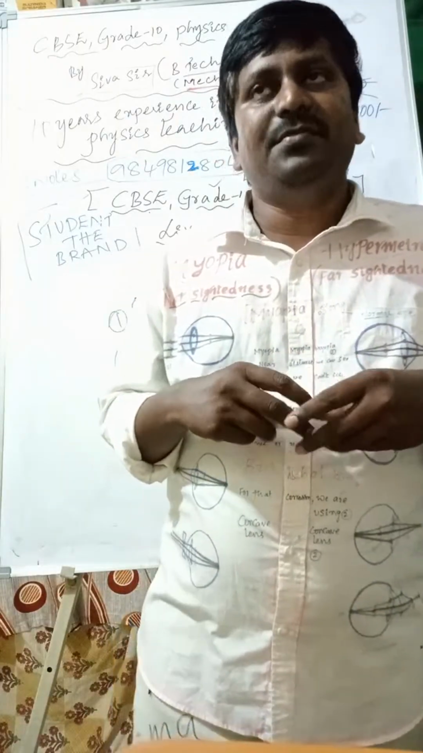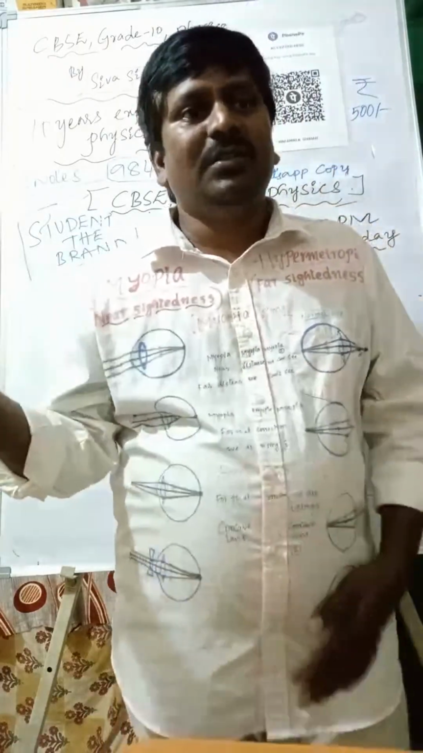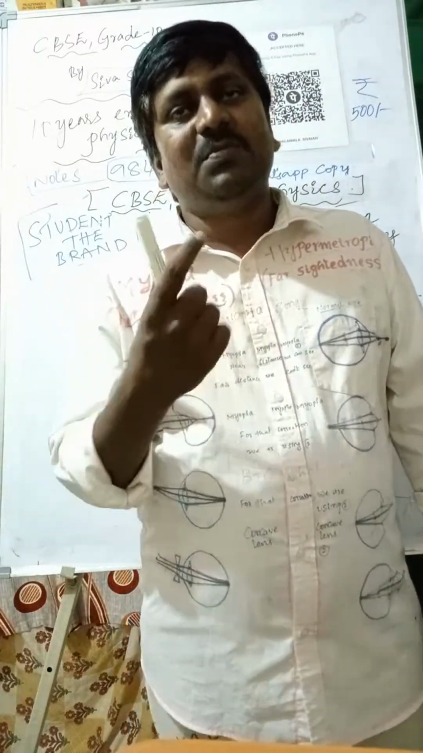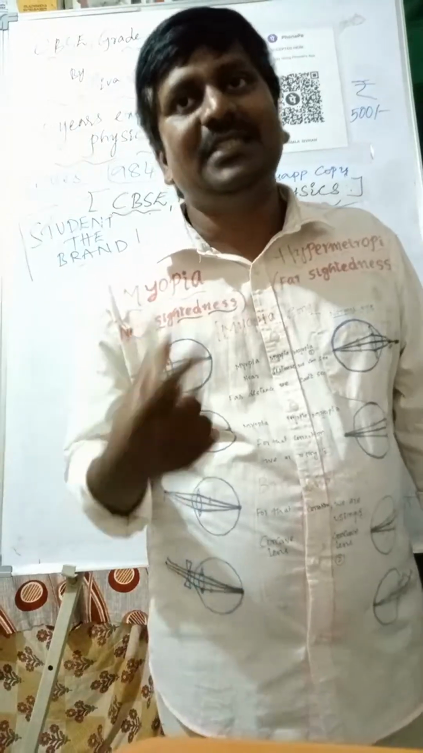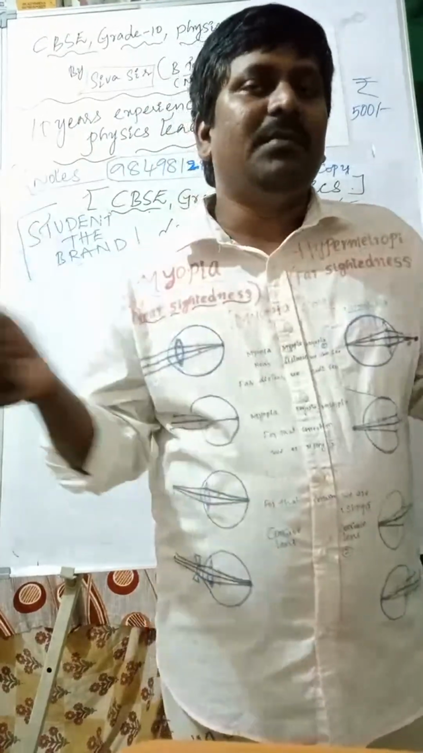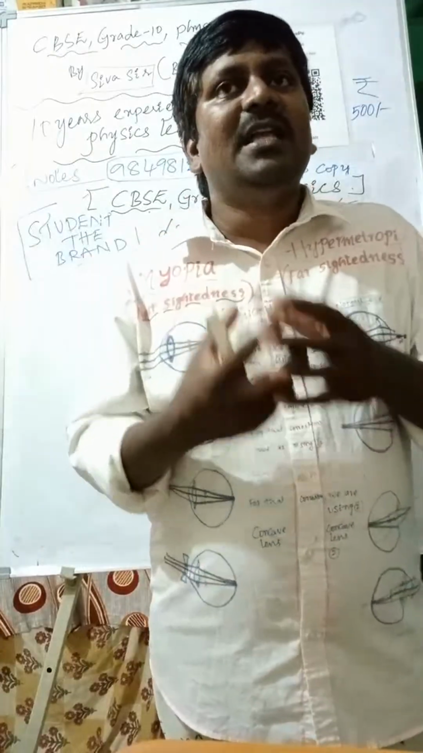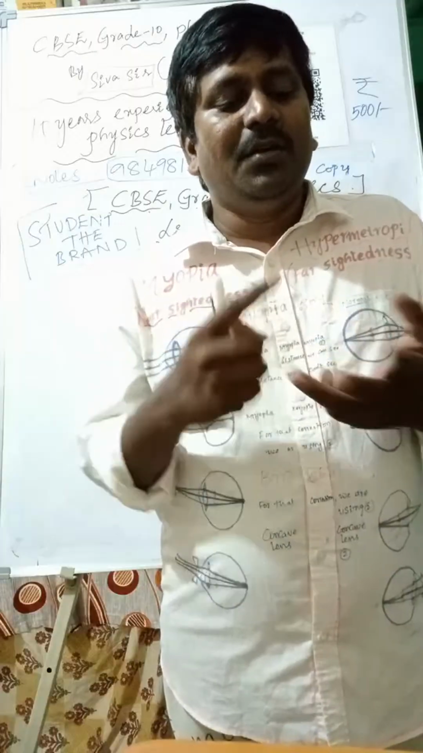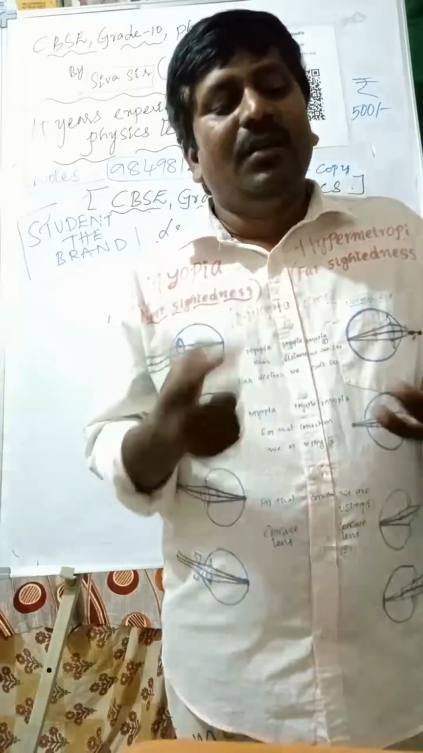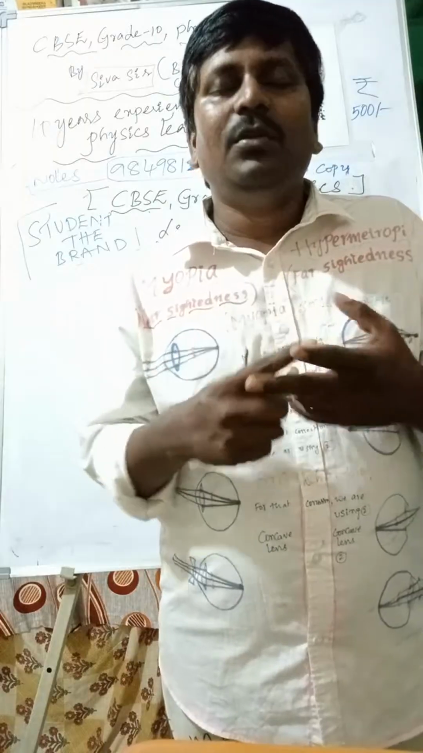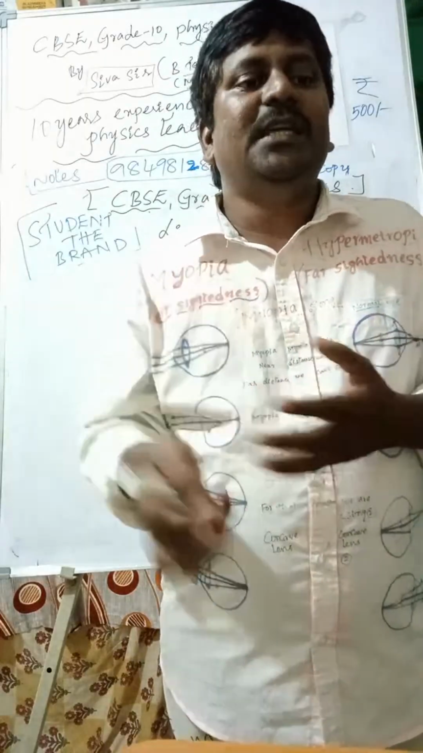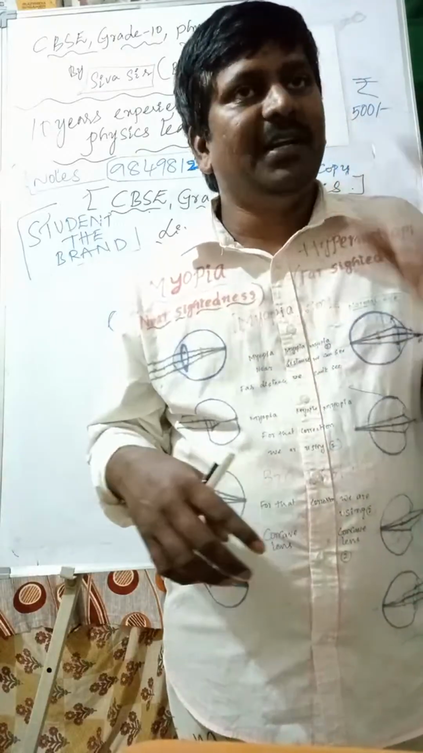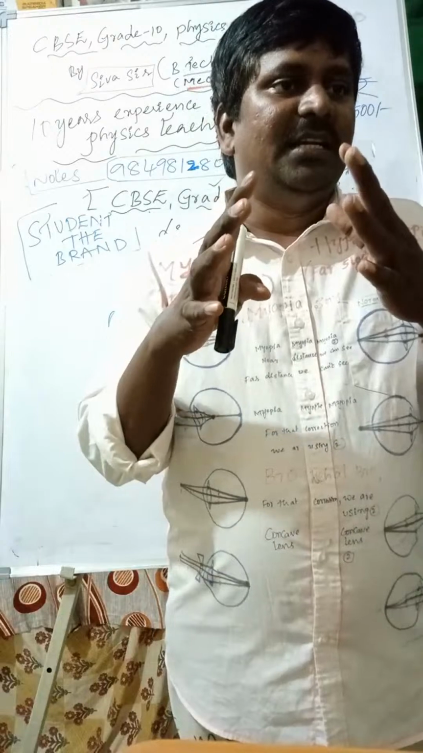Next one, colorful phenomena. Light ray passes through the prism. Splitting of white light into 7 colors is known as dispersion. Through the prism, the light ray will pass and it is split into 7 colors: violet, indigo, blue, green, yellow, orange, red, with VIBGYOR. So whenever a light ray passes through the prism, it splits into 7 colors. The splitting of white light into 7 colors is known as dispersion.